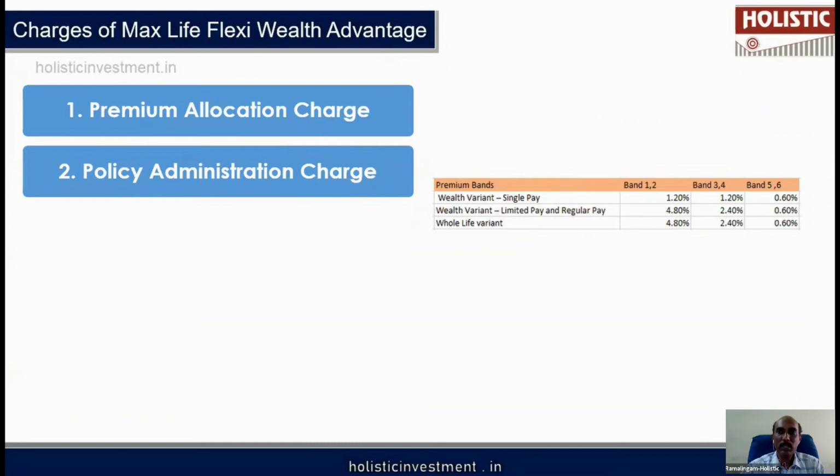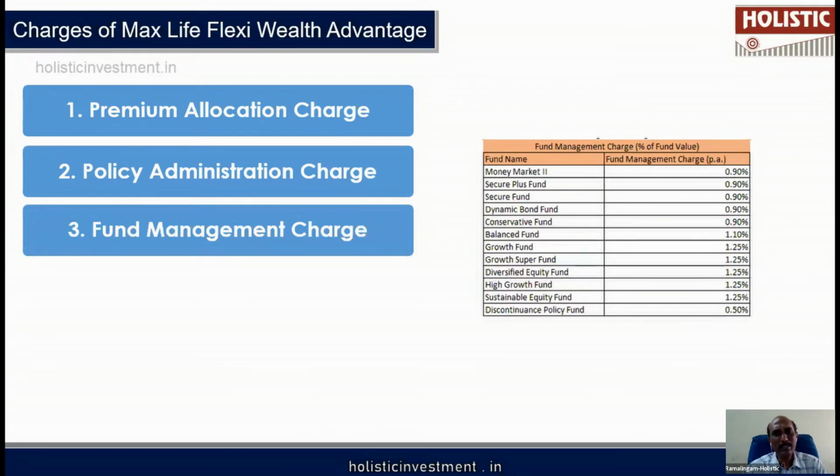Policy administration charges are also from 0.6% to 4.80%. Again, this is much higher. Premium allocation charges and policy administration charges are not justifiable charges. This is just for entering into this policy, you are charged. Generally, when you put money in an FD or a mutual fund, there are no entry charges. But this policy gives you entry charges, which is something unheard of.